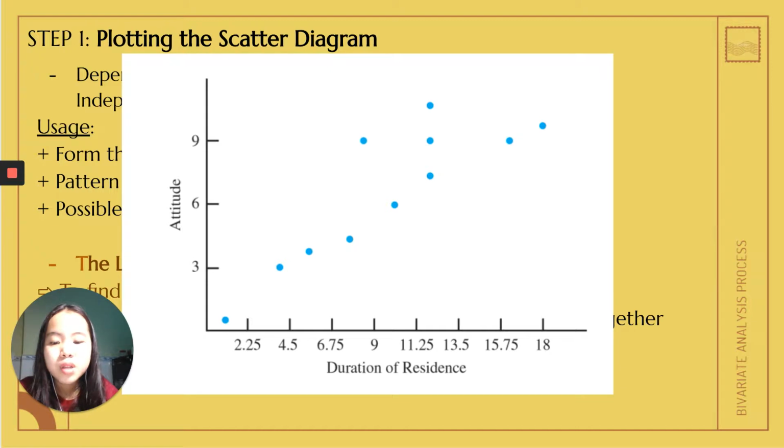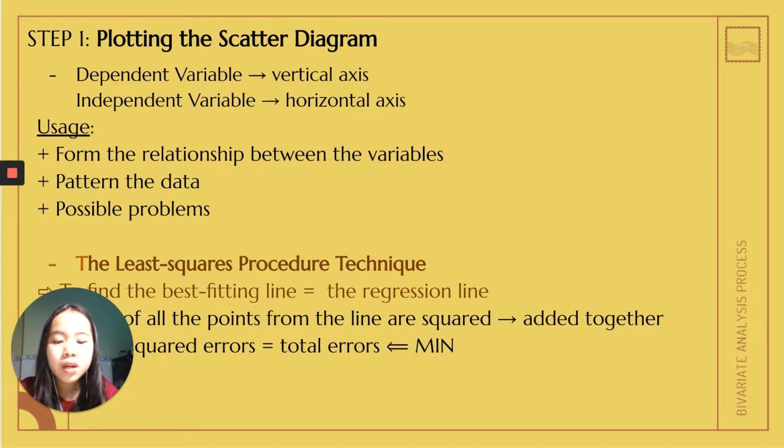The most commonly used technique for fitting a straight line to the scattergram is the least squares procedure, which you can see on the slide. This technique determines the best fitting line, which is also called the regression line. The distances of all the points from the line are squared, and then they are added up together. We have a number called the sum of squares errors, or another name is the total error. In fitting the line, the least squares procedure minimizes the sum of squared errors.